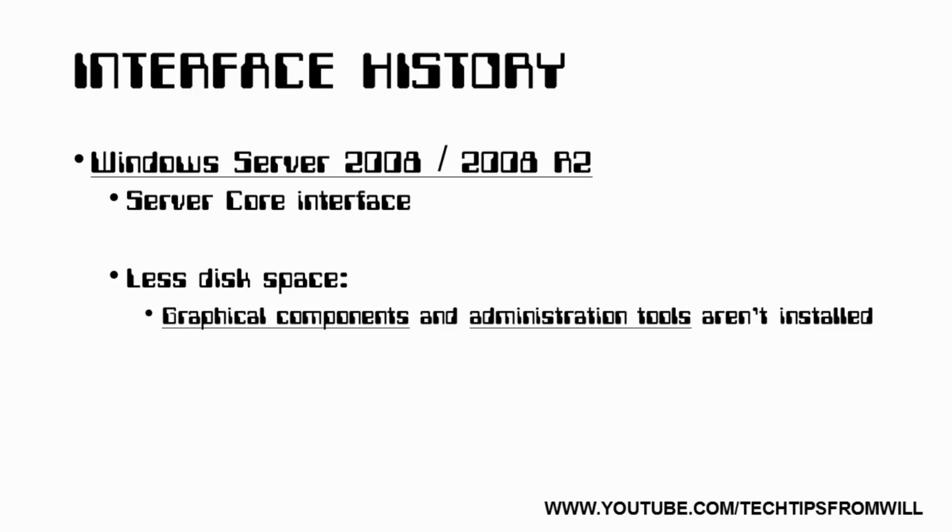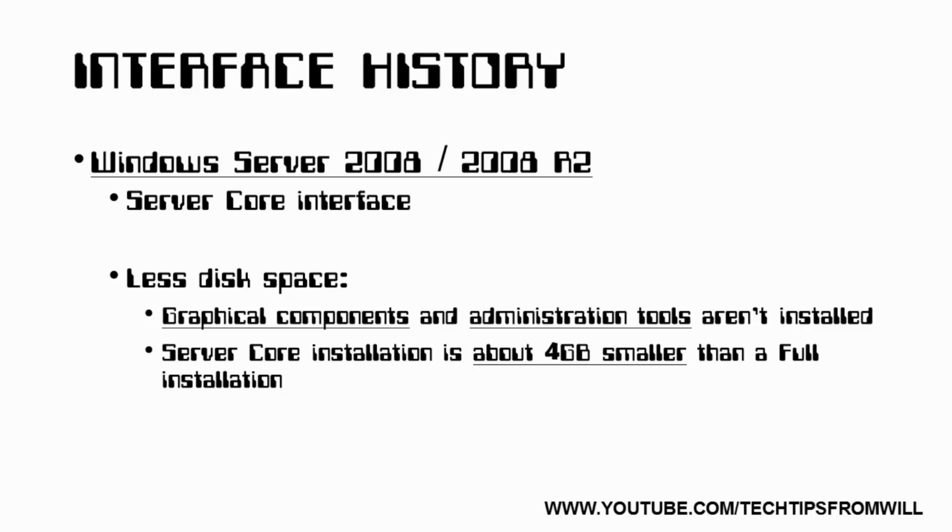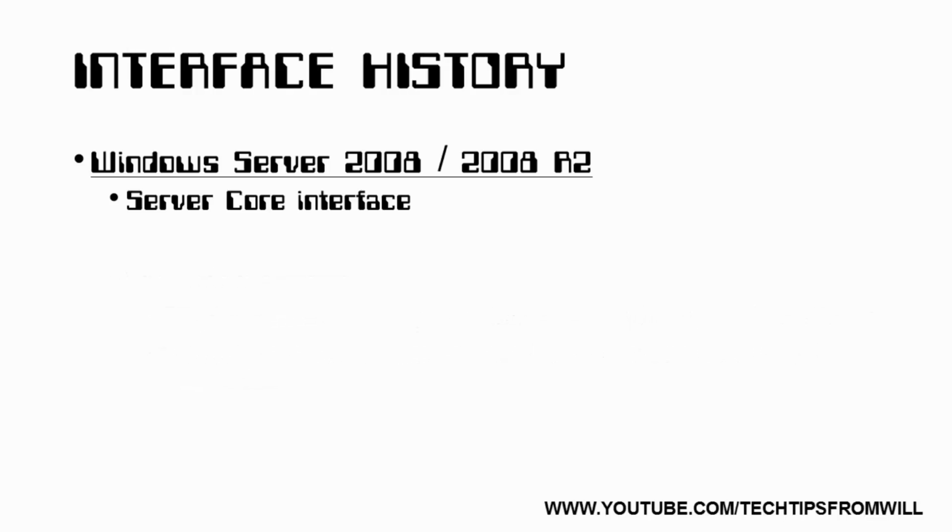Since Server Core has very few graphical components and administration tools, these components aren't installed. This reduces the amount of disk space required by the operating system. According to Microsoft, when Windows is installed using Server Core, the installation is approximately 4 GB smaller than a full installation. And finally, Server Core is actually more secure than a full interface.